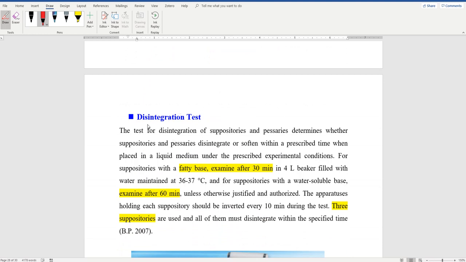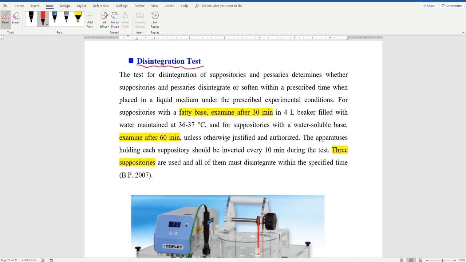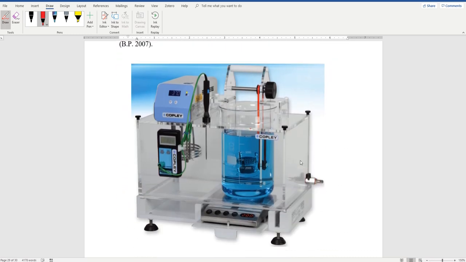The last test I want to talk about is the disintegration test. Now, in the pharmacopoeia, this disintegration test is available, and it actually substitutes to some extent for the dissolution test, okay? Let me explain the test to you. Look at the figure here. What do you see?